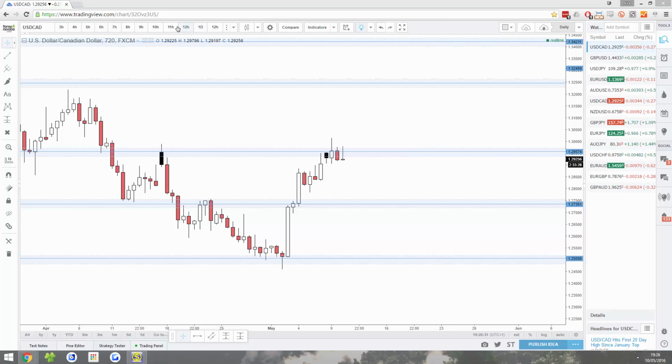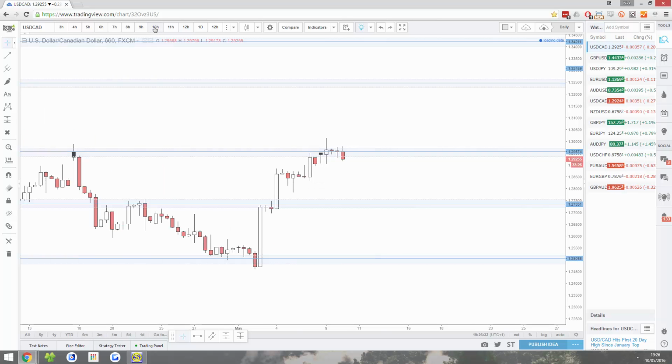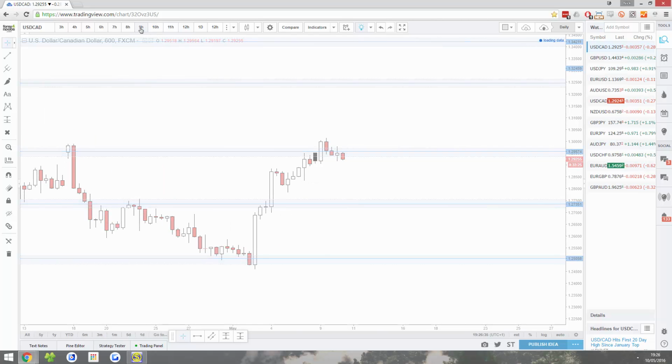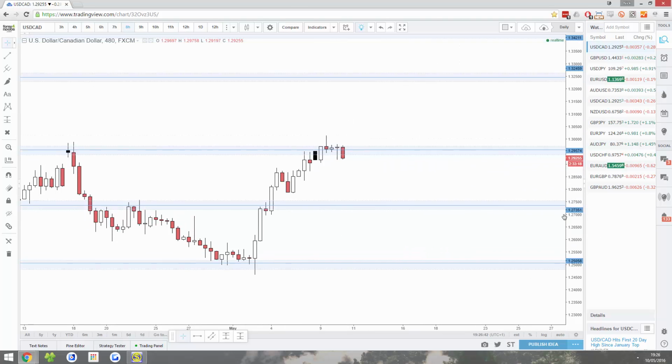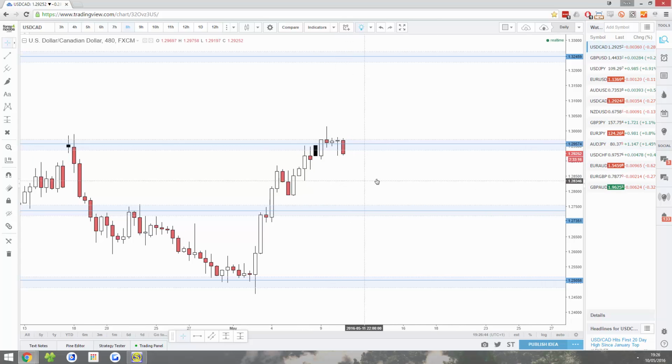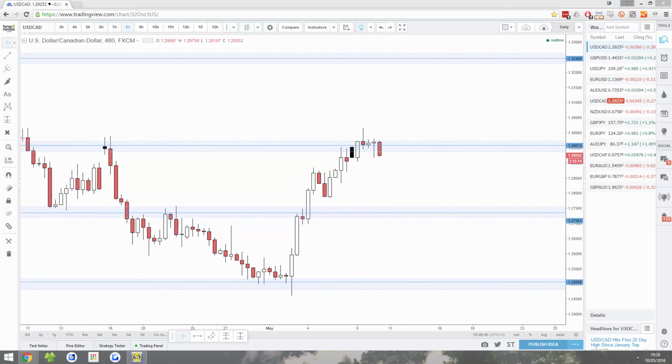Let's look at it on the 8 hour real quick. We'll go 11, 10, 9, and the 8 hour. Okay, so on the 8 hour, you can see why people decided to enter this trade. It actually looks quite good on the 8 hour. I didn't want to jump the gun because it was so early in the week, because it was the first few candles of the week.